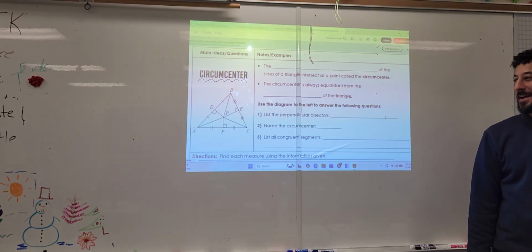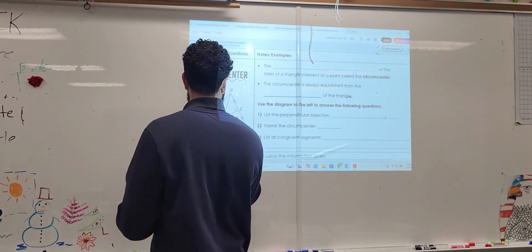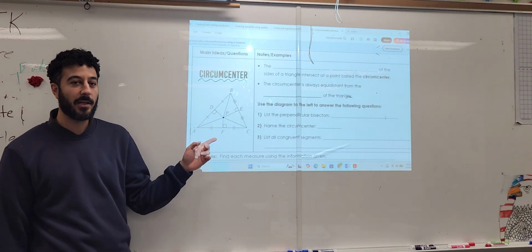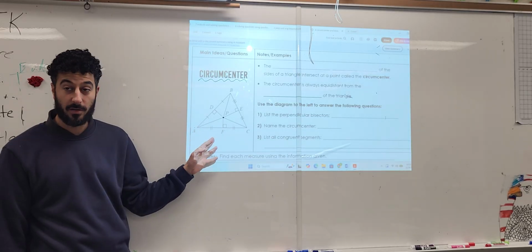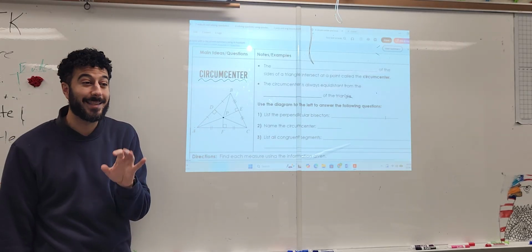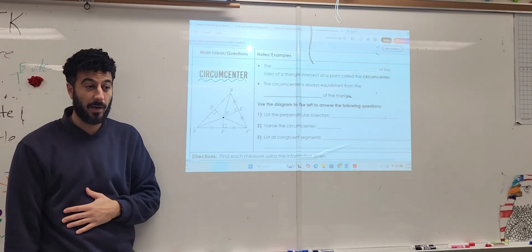It is point P. All right. So what is intersecting at point P here? What do you imagine? There's a bunch of lines here. What do you imagine they're talking about? The blank of the sides. That's a hint. It's the blank of the sides of the triangle.